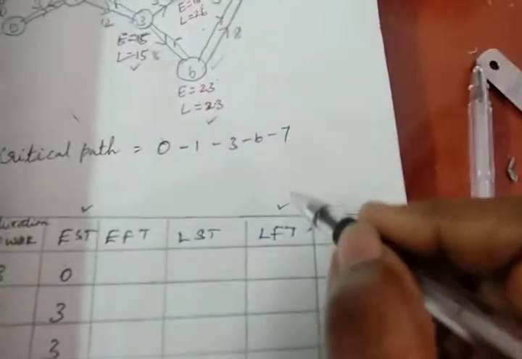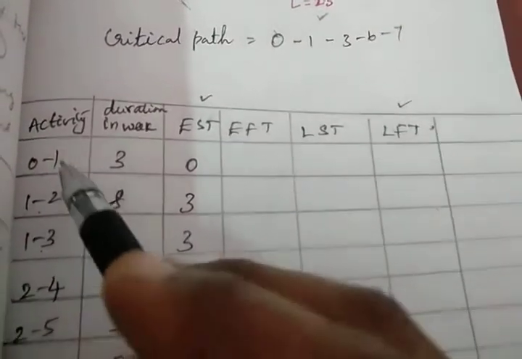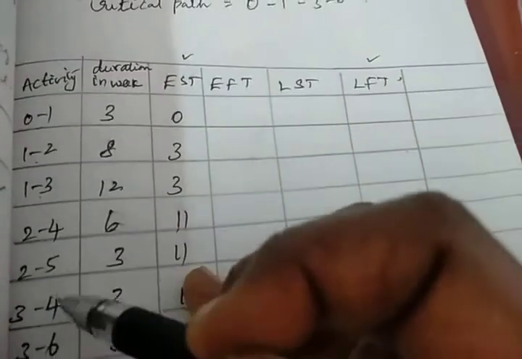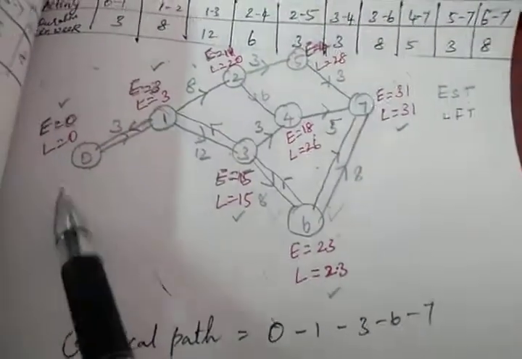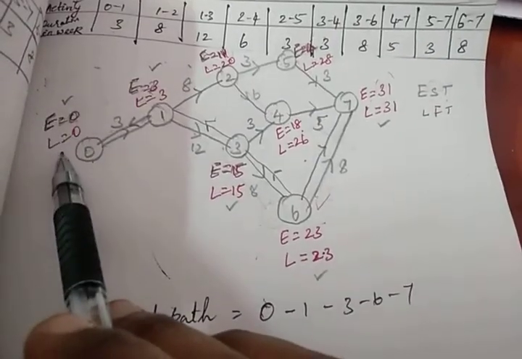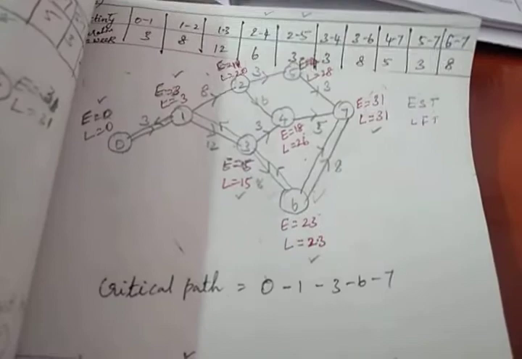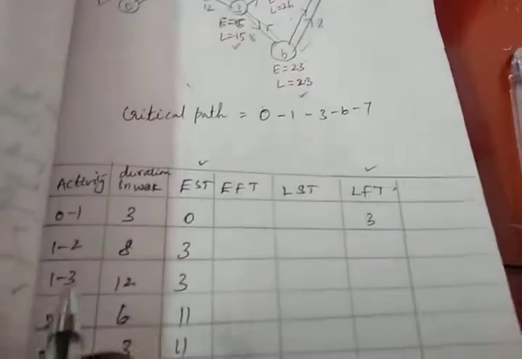The next is the latest finishing time. So now we are going to the ending activity: 1, 2, 3, 4, 5, 4, 6, 7, 7, 7. In the network diagram, we have to relate it with the latest L value. So now node 1, L value is 3. Next, node 2, 3, 4, 5.